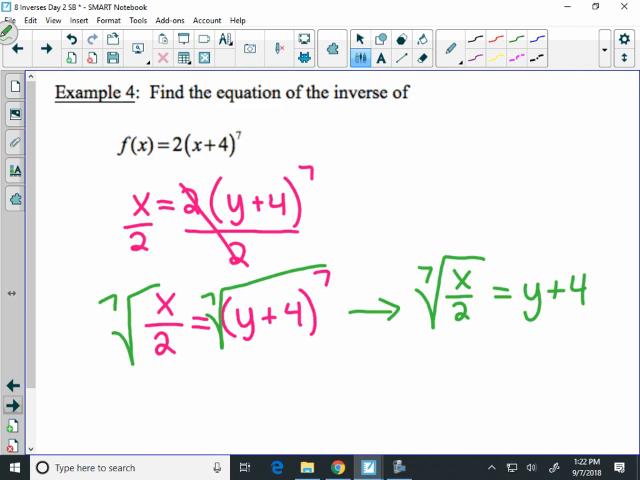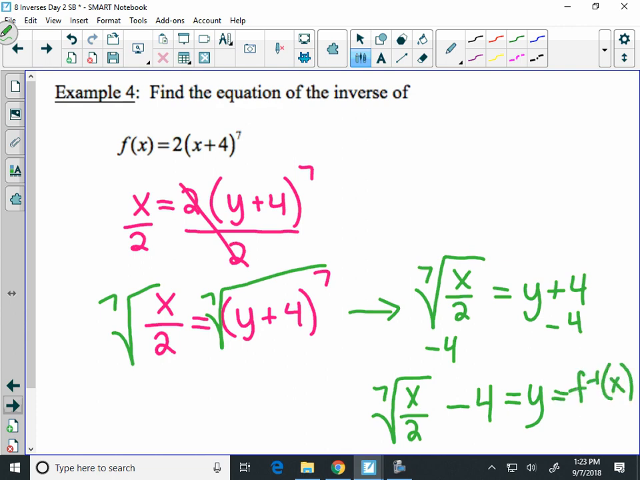How do I get y by itself? Minus 4. Now if I minus 4, does the minus 4 go under the root, or does it stay outside of the root? Outside. So I have the 7th root of x over 2 minus 4 equals y, but what kind of notation do I have to write here instead? The f inverse function. All right, so that is the equation of the inverse.